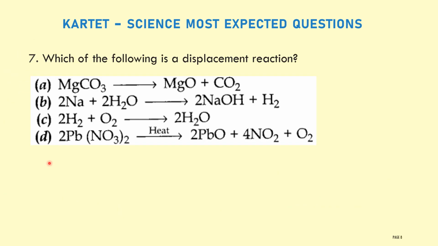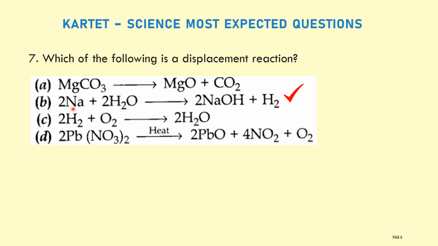Let us discuss question number 7. Which of the following is a displacement reaction? The correct answer is sodium reacts with water. You will get sodium hydroxide and H2 gas. Here, you know what is meant by a displacement reaction: the element will get displaced in a particular reaction.